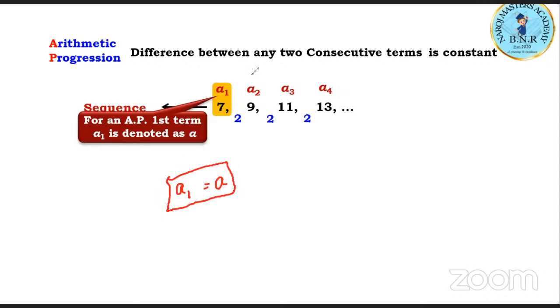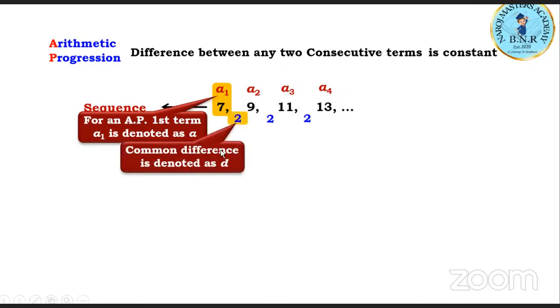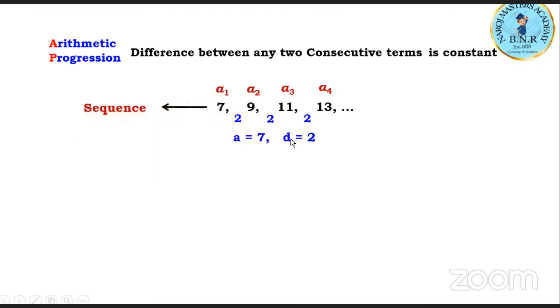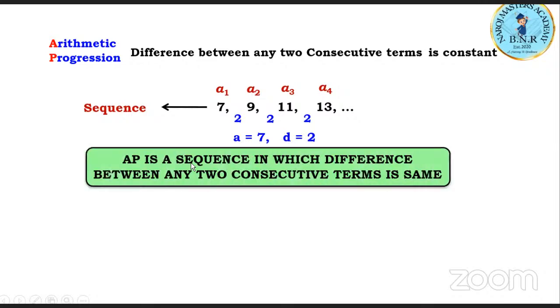Note down this point also, very important. While writing, we will write A only instead of A1. The common difference will be denoted as D. So what is the common difference in this series? 2. So in this sequence, 2 is the common difference. A is 7, D is 2. Now, to find the next term, we have a formula.